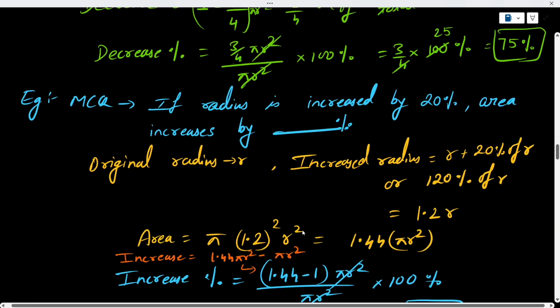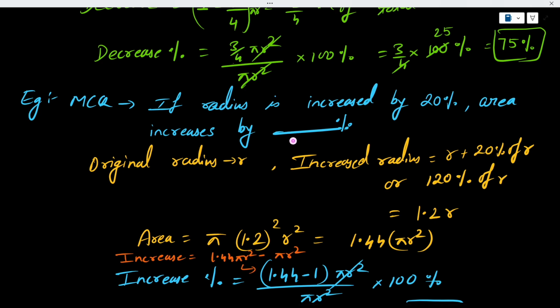After that, this kind of MCQ question can come. If the radius is increased by 20%, the area will increase by what percent? How do we do it here? Again, the original radius is r, and the increased radius will be r plus 20% of r, which is nothing but 120% of r. So you get 1.2 r.